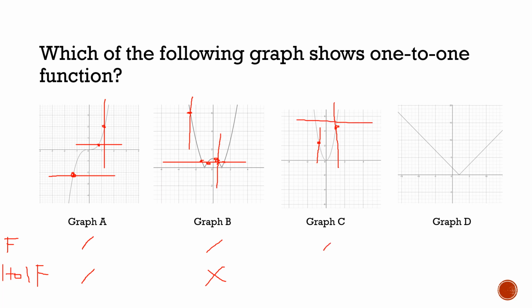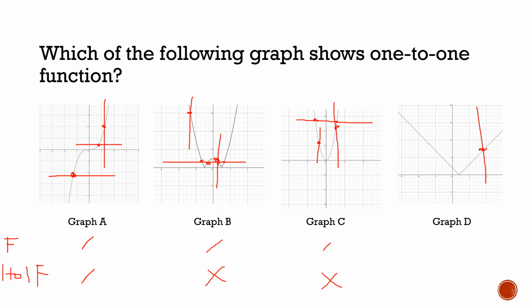Once we apply your horizontal line here, there are 2 points of intersection between your horizontal line and your graph. Meaning, it's automatic that this graph represents a function, but not a one-to-one function. It is a function because you satisfied your vertical line test. But again, you did not satisfy your horizontal line test. So before we conclude that a graph is a one-to-one function, we need to satisfy both your horizontal and vertical line test.